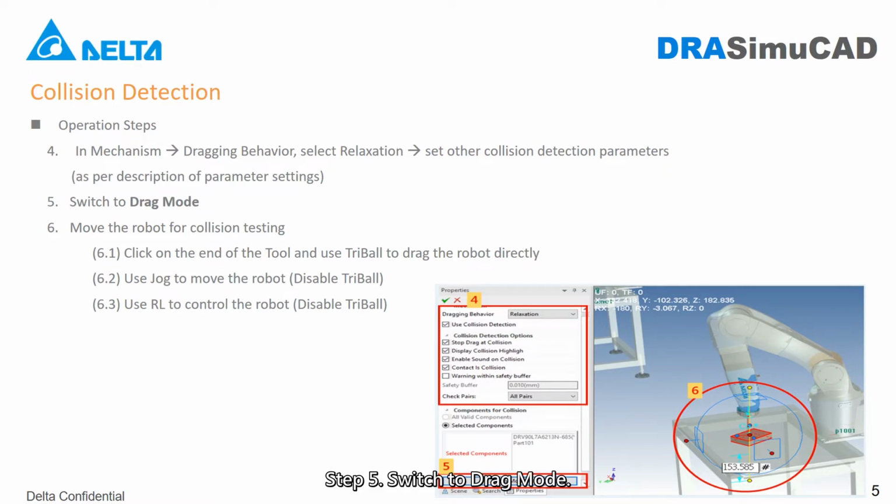Step 5. Switch to drag mode. Step 6. Move the robot for collision testing. First, click on the end of the tool and use the tree-ball to drag the robot directly. Second, use jog to move the robot, disable tree-ball. Third, use robot language to control the robot, disable tree-ball.